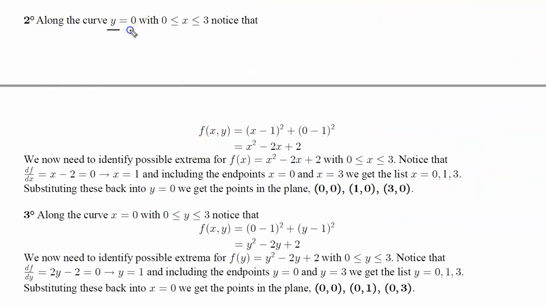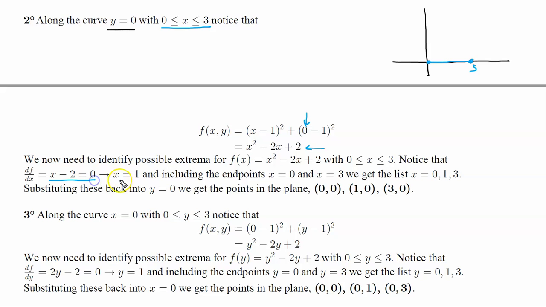So now along the curve y equals 0, remember that is going to be from here out to 3. And so of course x is between 0 and 3. What we do is we substitute 0 in for y into our function. Right there it is, and we get this function. Now we need to take the derivative of this, set it equal to 0 or DNE, and identify those x values. So right here's the derivative.